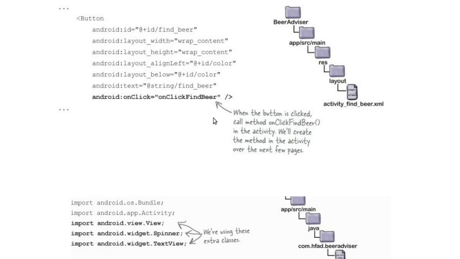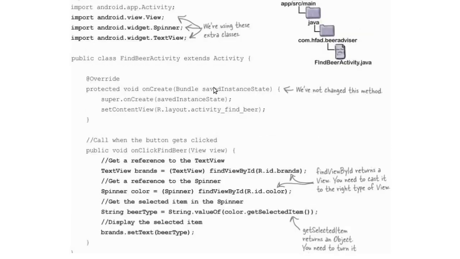The method is written in the activity file. There is an activity file behind the layout, so there is a method onClickFindBeer in that activity.java file. As soon as we click on the button, it will send the code to the onClickFindBeer method. So let's see how. You see the FindBeerActivity, the name of the activity, and that will extend Activity.